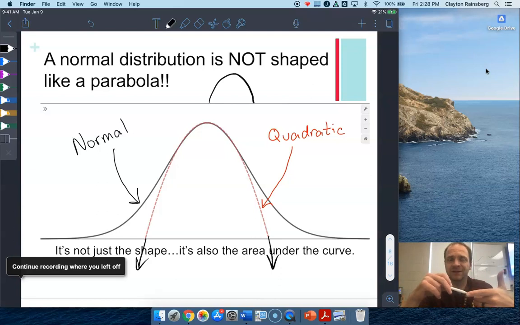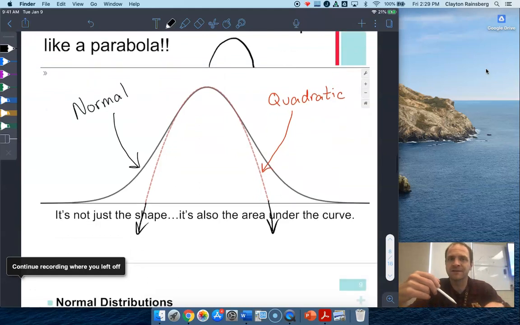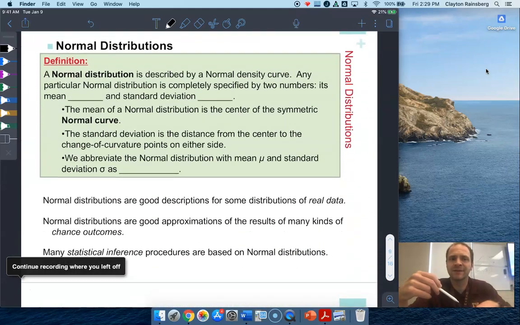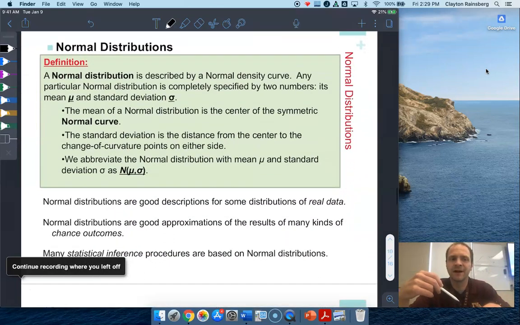Plus or minus 1 standard deviation is the points of inflection. The area under it has to be 1 like a density curve. Another rule that it follows is the empirical rule, which is what we're covering in this lesson. So before we start the empirical rule, let's look at some of the definitions, and I'll go here and talk about it.